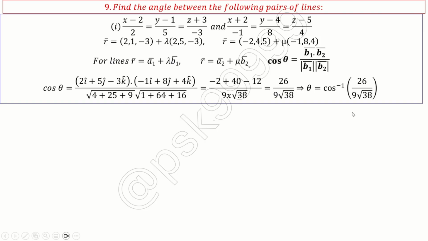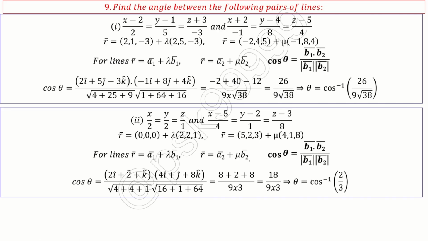Whenever you are getting such a value, please cross check. How do you know whether this is a correct value or not? One way to cross check is that the cos value is always within minus 1 to 1. So you check whether this value is between minus 1 and 1. Then you are at least sure that your calculation is correct. Okay. Next, another similar set is given. You can do it exactly the same way.